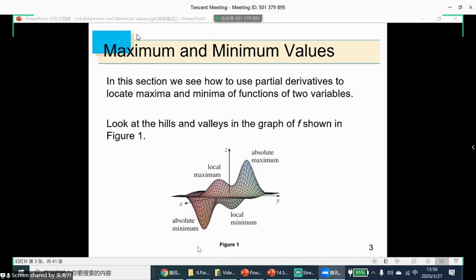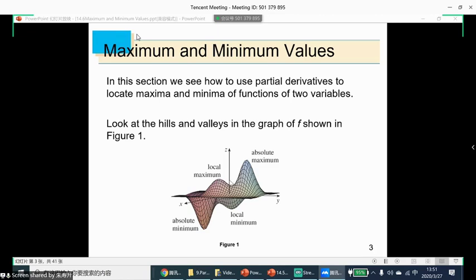We see this figure here. From this figure, we can find there is a point. This point is the absolute minimum of this figure. And here another point is called a local minimum. This point is the absolute maximum. And this point is called a local maximum.